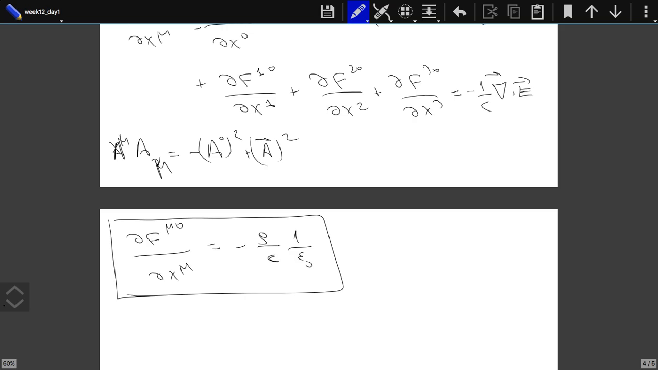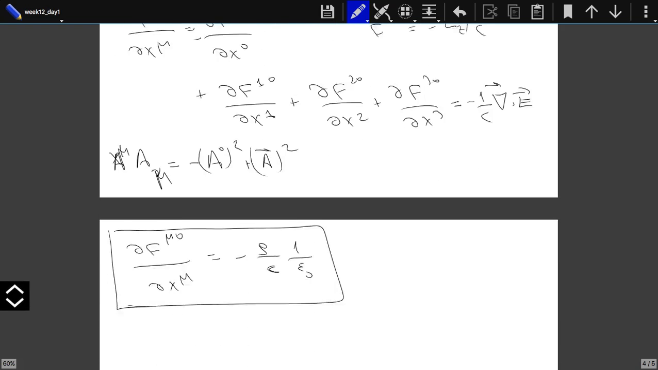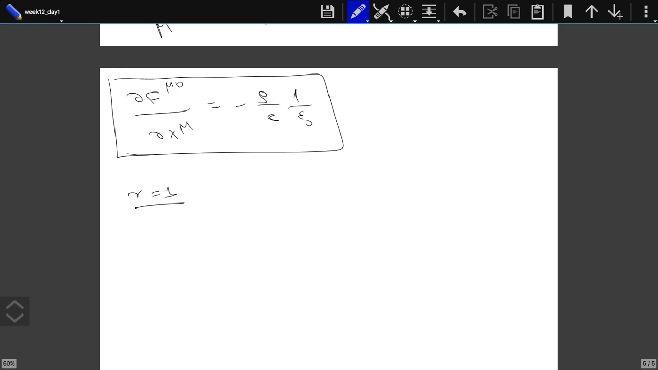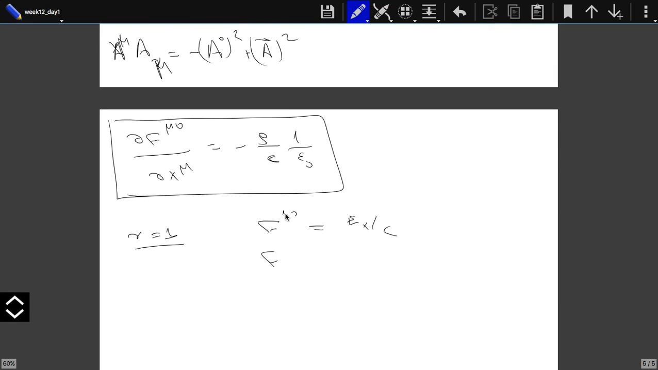Well, let's see. F10 is Ex over c. No, sorry, F01. F11, this is 0, because it's a diagonal element. That's why F11 is 0. F21, this is minus Bz. F31, this is equal to By. Minus By, F31.